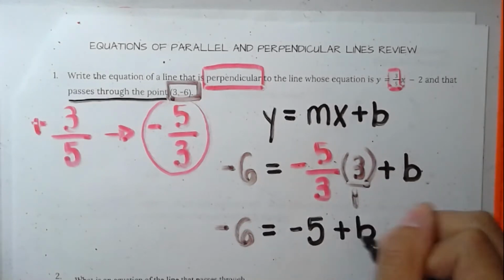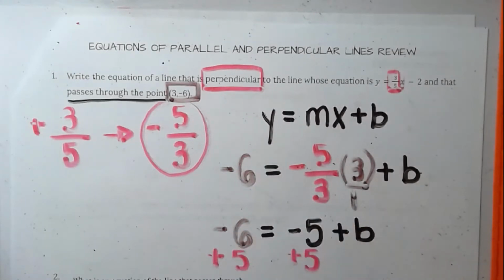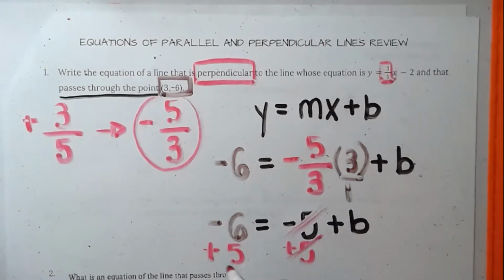And I'm going to solve for b by using inverse operations. So I'm going to add 5 to both sides so I can get rid of the 5 that's around b. And these are going to cross out. And I'm left with b equals negative 1.